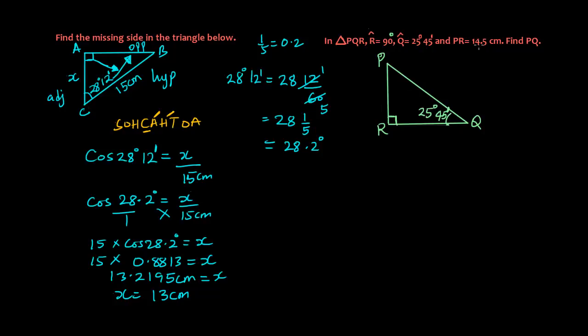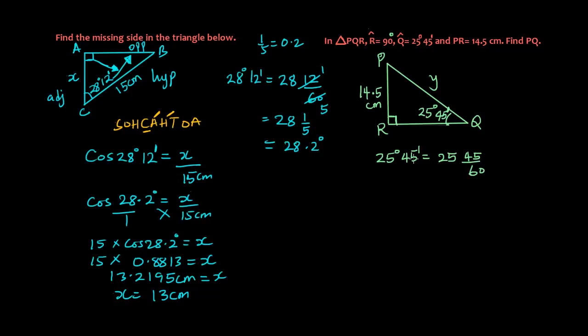So this says PR is 14.5 centimeters. We're asked to find PQ. This is PQ here. Let's just label it as y. Now to find PQ, the first thing we need to do is to convert 25 degrees and 45 minutes to degrees totally. So this would be 25 degrees then 45 minutes. So we'll just say 25 then 45 divided by 60. That converts minutes to degrees.